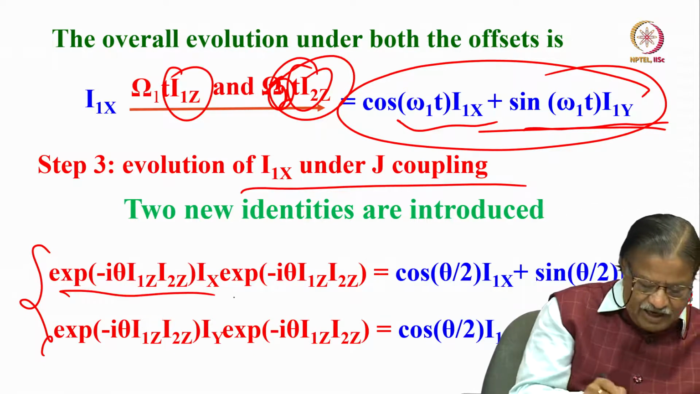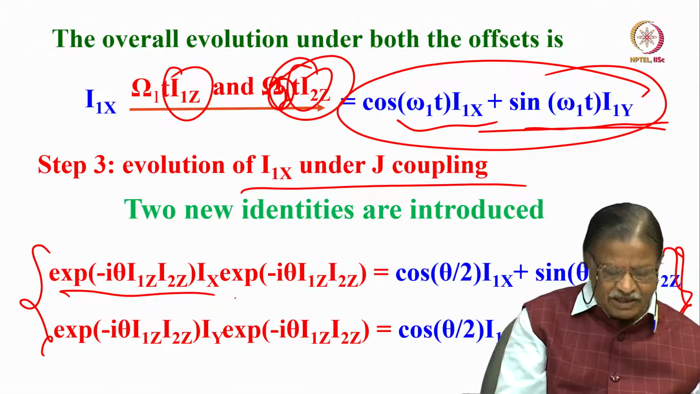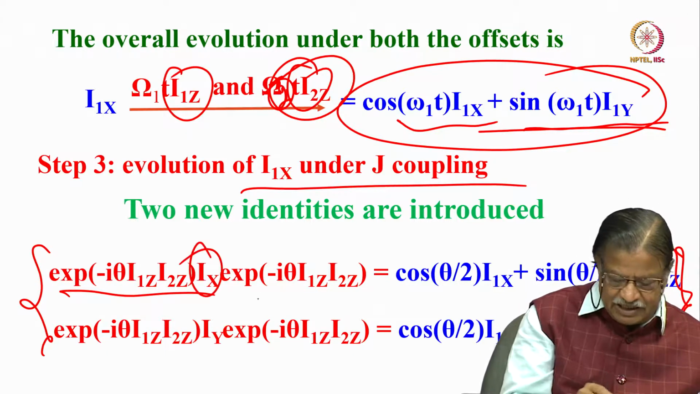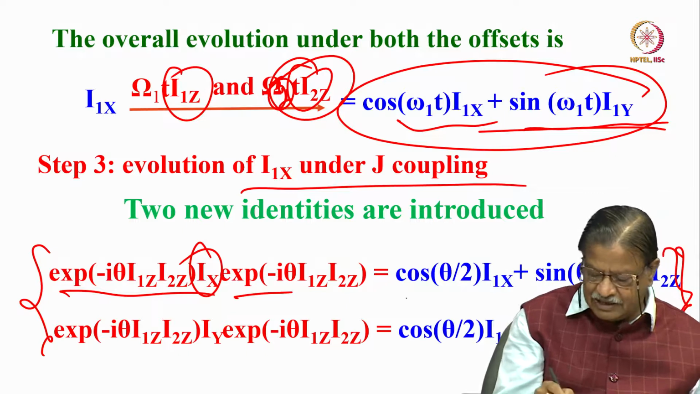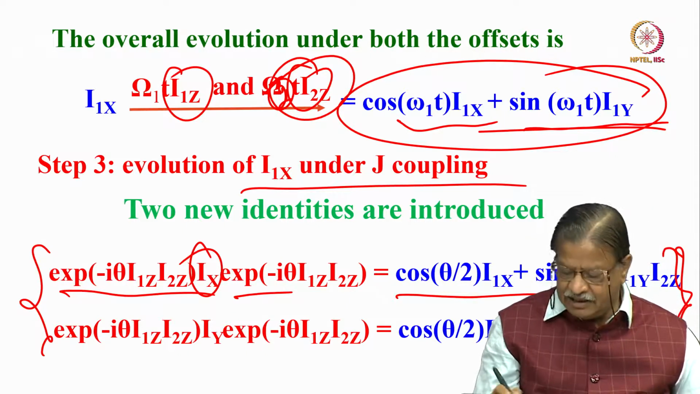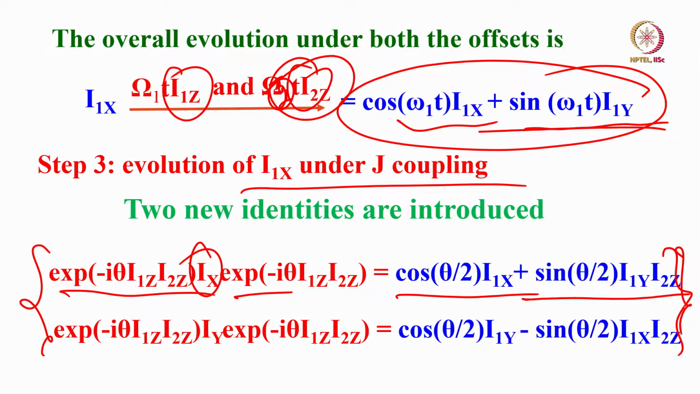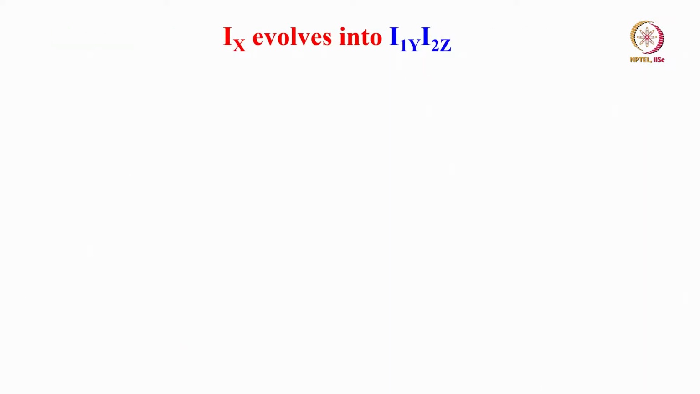Rotation of I1x under 2 theta I1z I2z is given as cosine of theta by 2 into I1x plus sin theta by 2 into I1y I2z. Similarly, there is the rotation of I1y. This is what it is. So, this is for the rotation of Ix, and this is rotation of Iy. These are the things we have to consider.